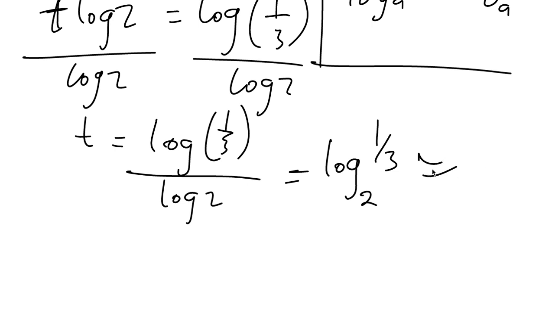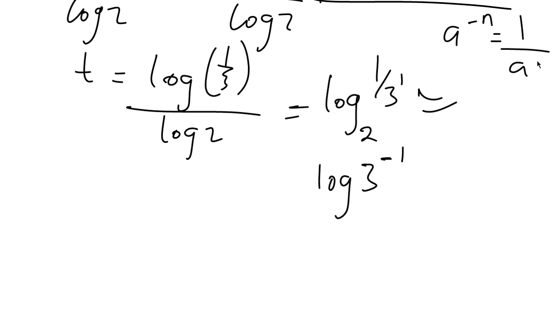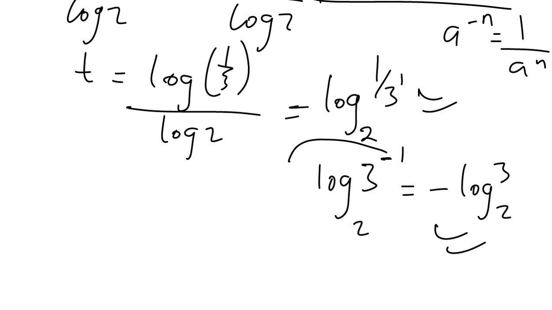Do you get it? Very simple. Or if whoever is setting the question wants to rewrite it, you know that 1 over 3 is the same thing as what? 3 to the power minus 1. Do you agree? Using the negative index law that says a to the power negative n is equal to what? 1 over a to the power n. Do you get it? And then base 2. So this negative 1 can come down and be what? Minus log 3 base 2. So any of them will be accepted as the answers.